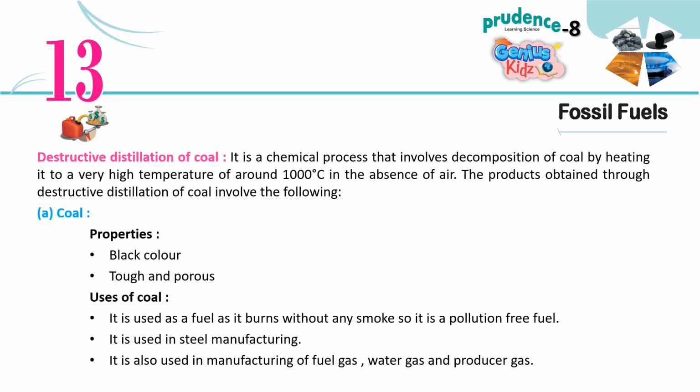A. Coal. Properties: black color, tough and porous. Uses of coal. It is used as a fuel as it burns without any smoke, so it is a pollution-free fuel. It is used in steel manufacturing. It is also used in manufacturing of fuel gas, water gas and producer gas.